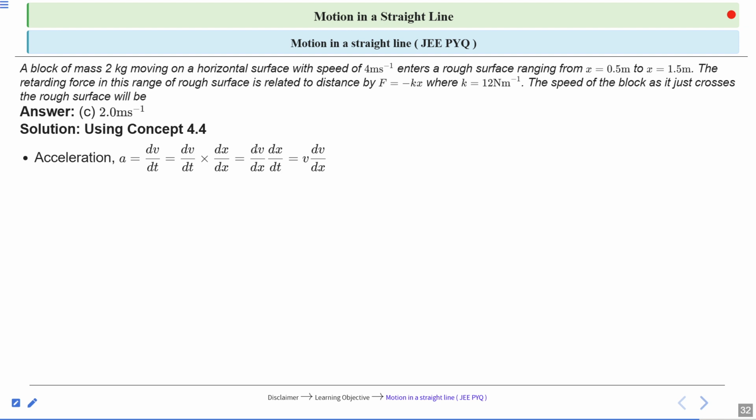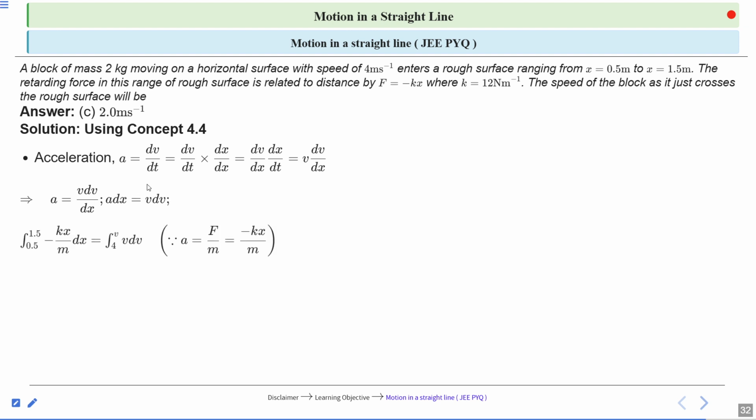So now dv upon dt into dx upon dx becomes dv upon dx into dx upon dt. So we know dx upon dt is the velocity, and dv upon dx remains as it is. So acceleration becomes v into dv upon dx. So it will be a equals v dv upon dx, or after cross multiplying, a dx is equal to v dv.